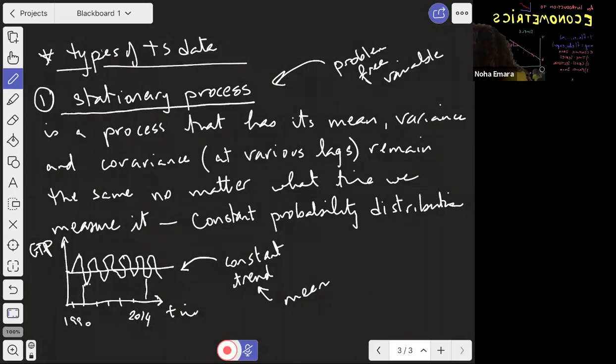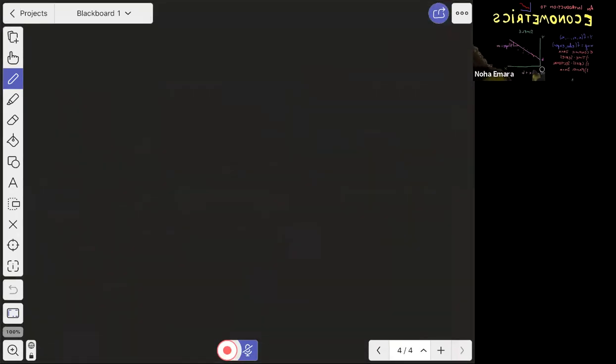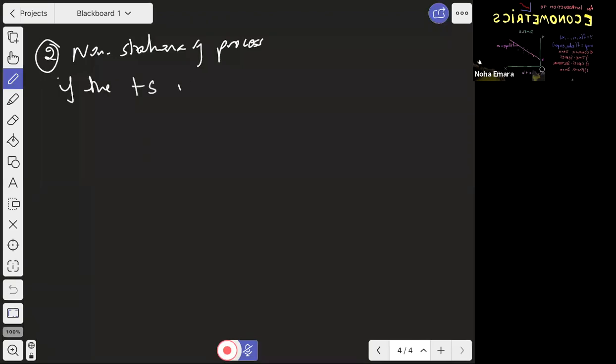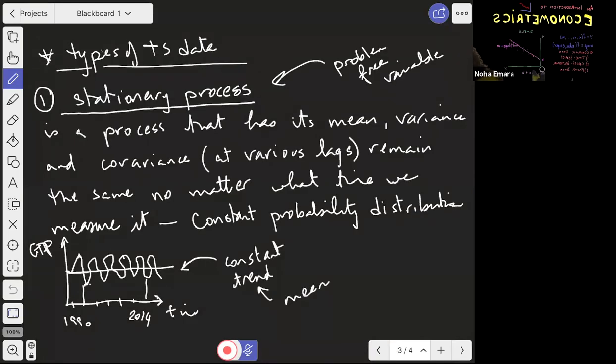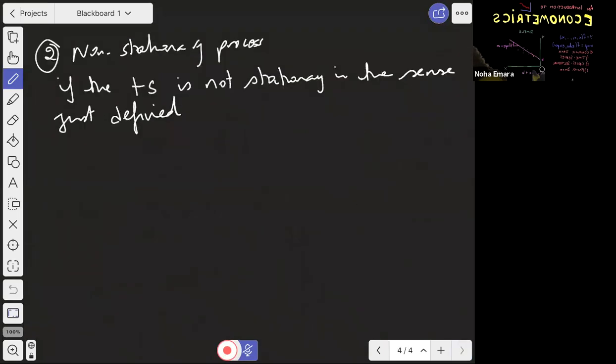A non-stationary process is just the opposite. The easiest way to define it is: if the time series is not stationary in the sense just defined. So if you find the variable has its mean, its variance, and covariance that do not remain constant over time, it keeps changing. It could have different graphical representations.